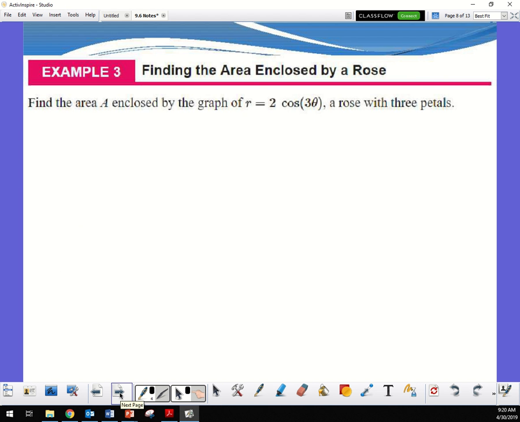Find the area A enclosed by the graph of r equals 2 cosine 3 theta. Okay, so this is a rose with 3 petals.